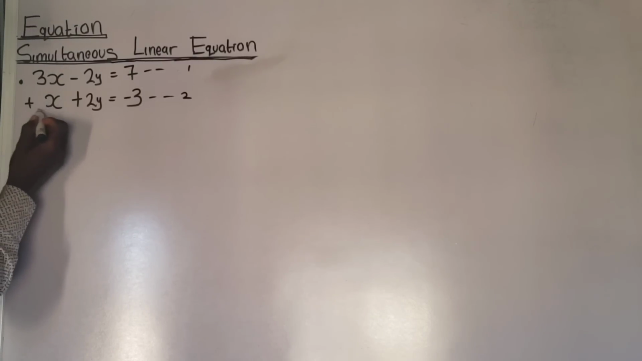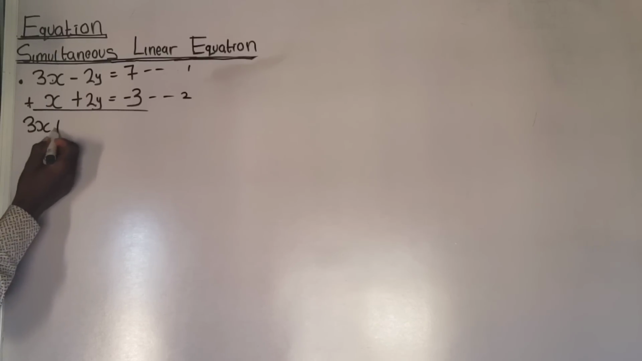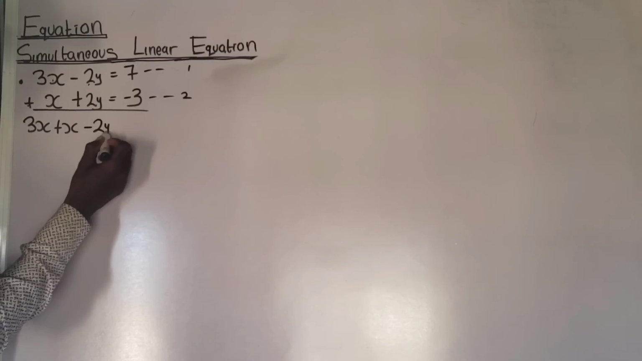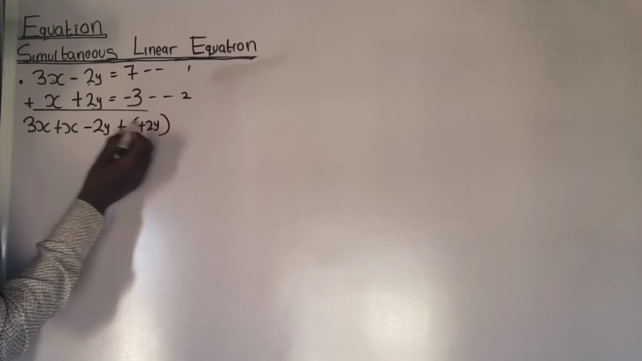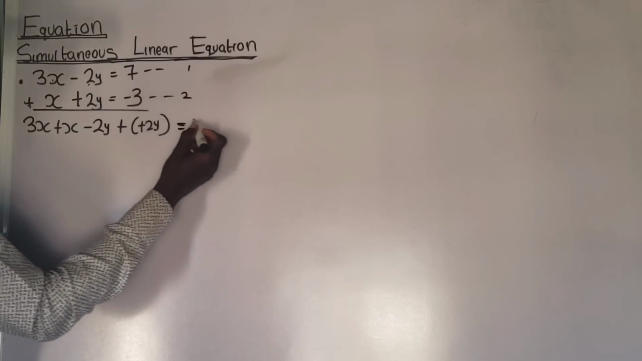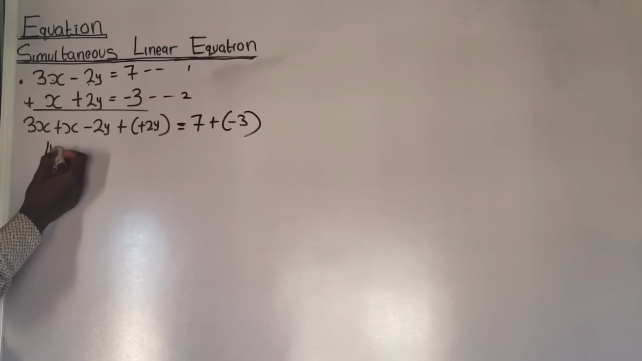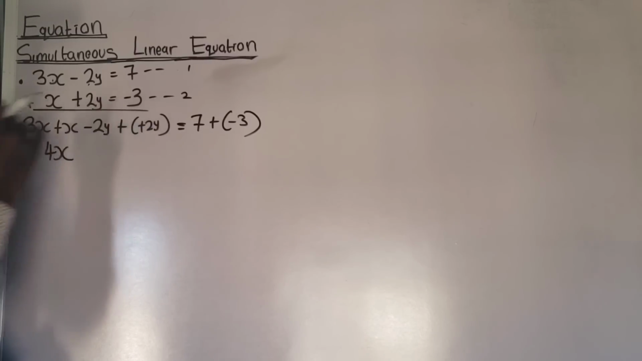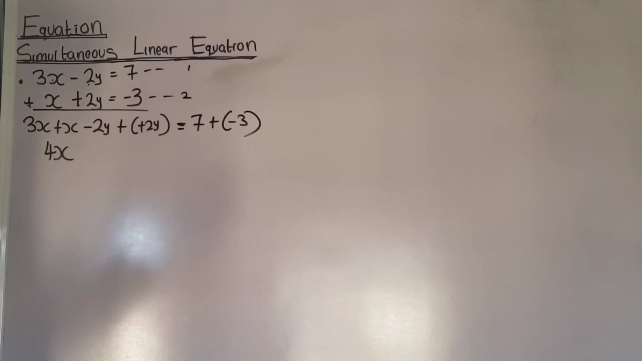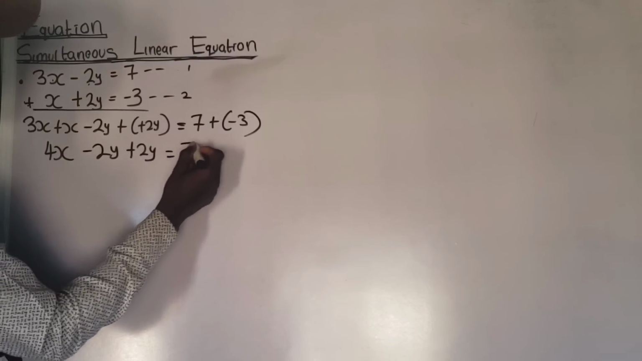Okay, let us add. For this, I'm going to have 3x plus x, negative 2y plus 2y, and then the other side of the equation is equals to 7 plus negative 3. 3x plus x is 4x. Now negative 2y plus 2y, that is 0. So I'm going to have 4x equals 7 minus 3.